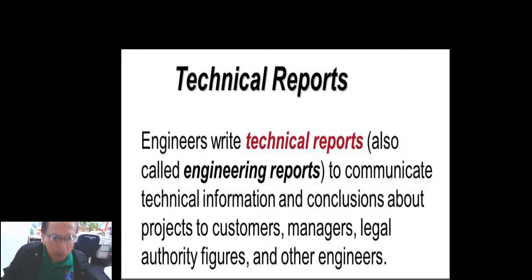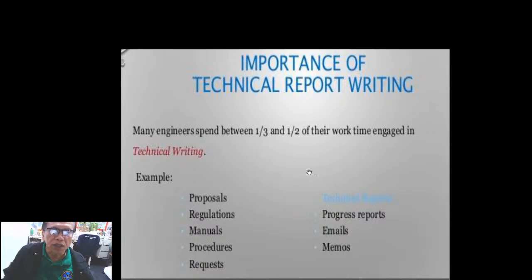Okay. So, to communicate technical information, conclusions about projects to customers, managers, legal authority figures, and other engineers. Okay. Importance of technical report writing. Many engineers spend between 1/3 to 1/2 of their work time engaged in technical writing. Example, they write proposals, regulations, manuals, procedures, requests, technical report, progress report, emails, and memos.